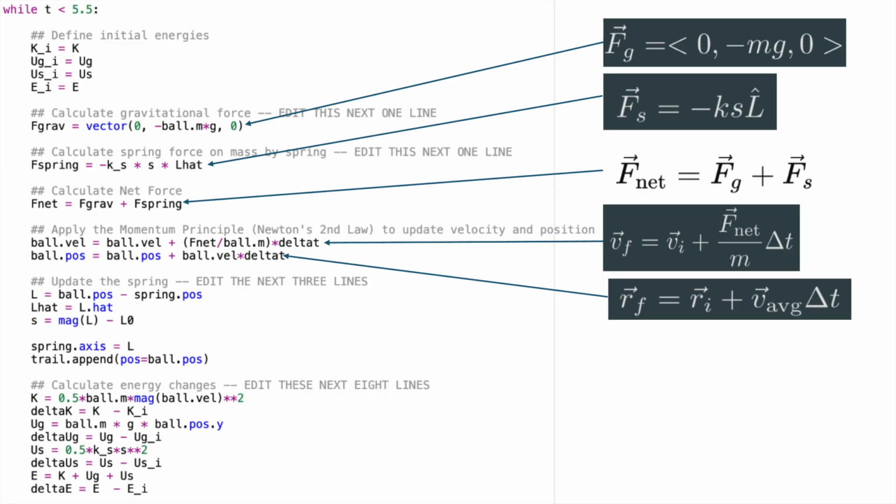I apply Newton's second law to update the velocity and then the position using the net force and delta T. After moving the ball, I recompute L hat S, update the spring graphic, and append a point to the trail. I recalculate K, UG, US, and the total energy, which is equal to the kinetic energy plus gravitational potential energy plus the spring potential energy, and plot the changes in each.